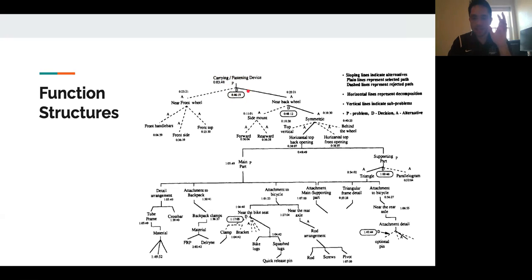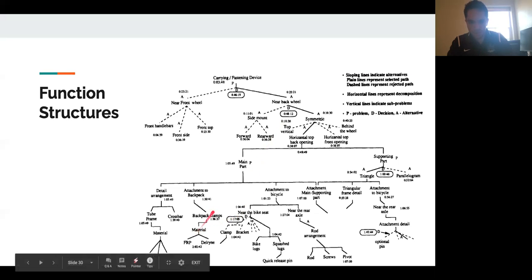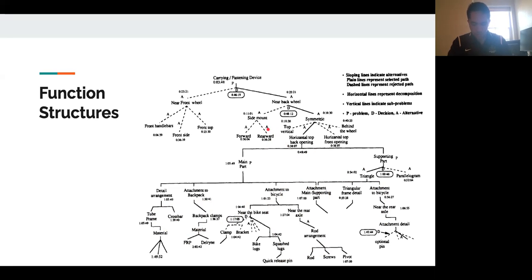Again, this is a function structure that has been evaluated for a project that has gone on for a decent amount of time. But this is how in depth it can get for defining problems and functions, how to solve those problems, or evaluate alternatives. The horizontal lines represent a decomposition, and vertical lines indicate sub-problems, like down here in the middle, where there are a bunch of sub-problems.